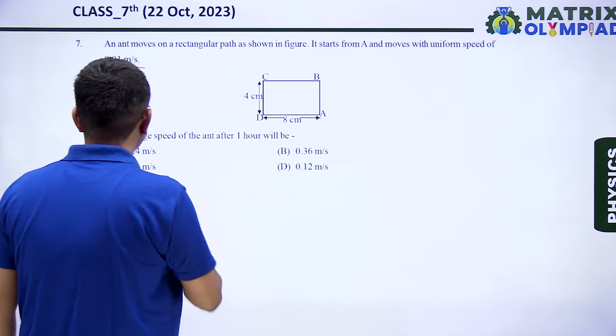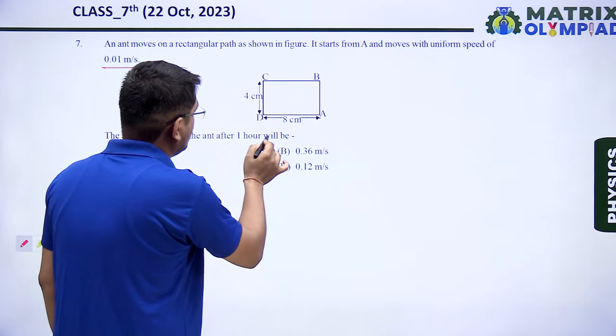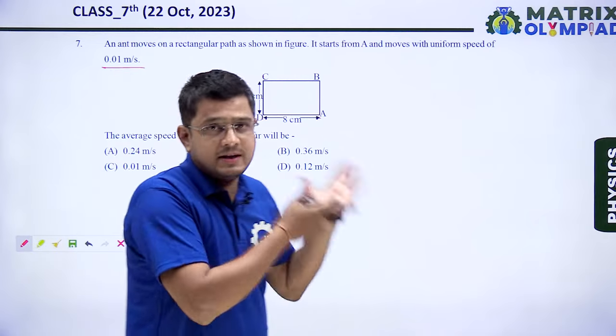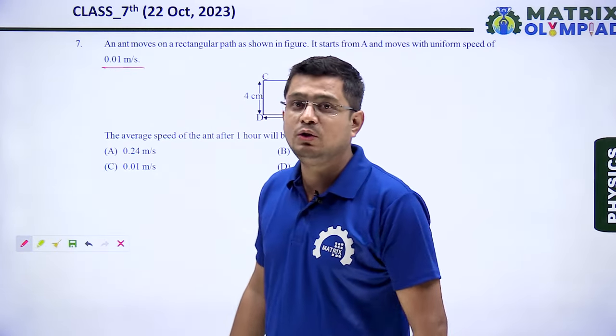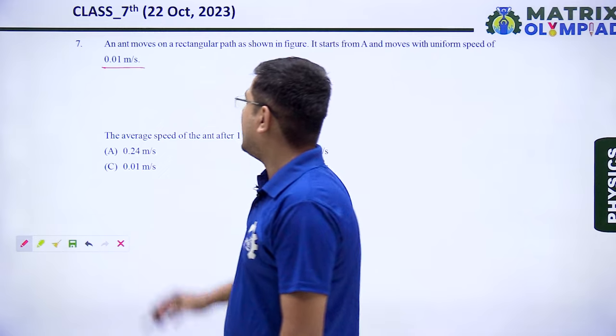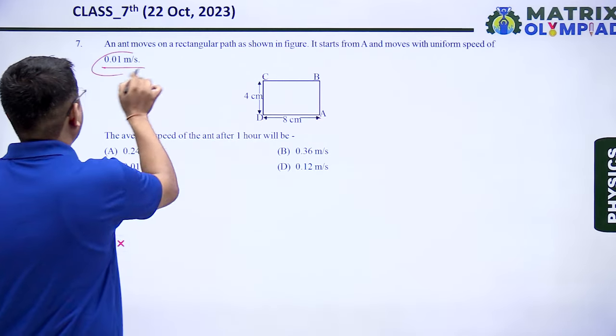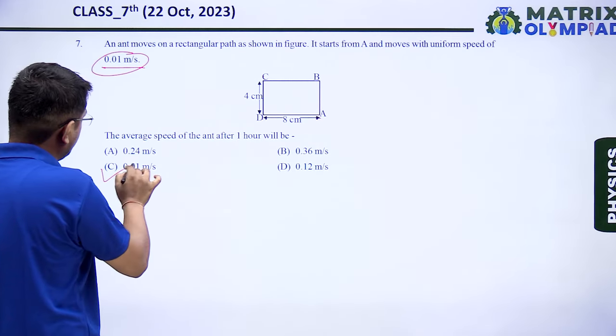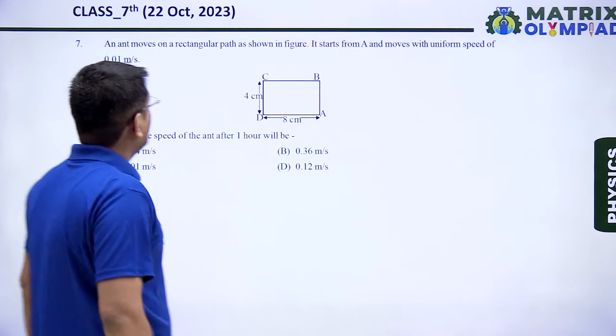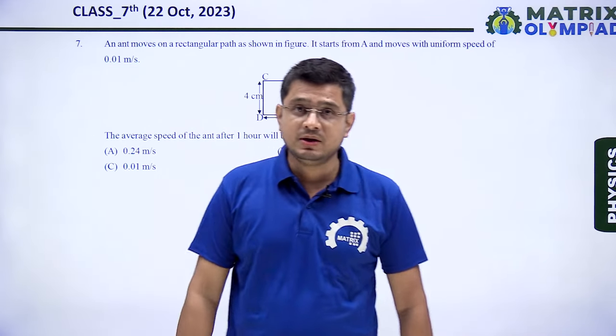So for this, we have to check the average speed of the ant after 1 hour. As it is said in the question, the ant is moving with uniform speed. So the average speed will be the same and the correct answer will be option C. So we have discussed all the solutions.